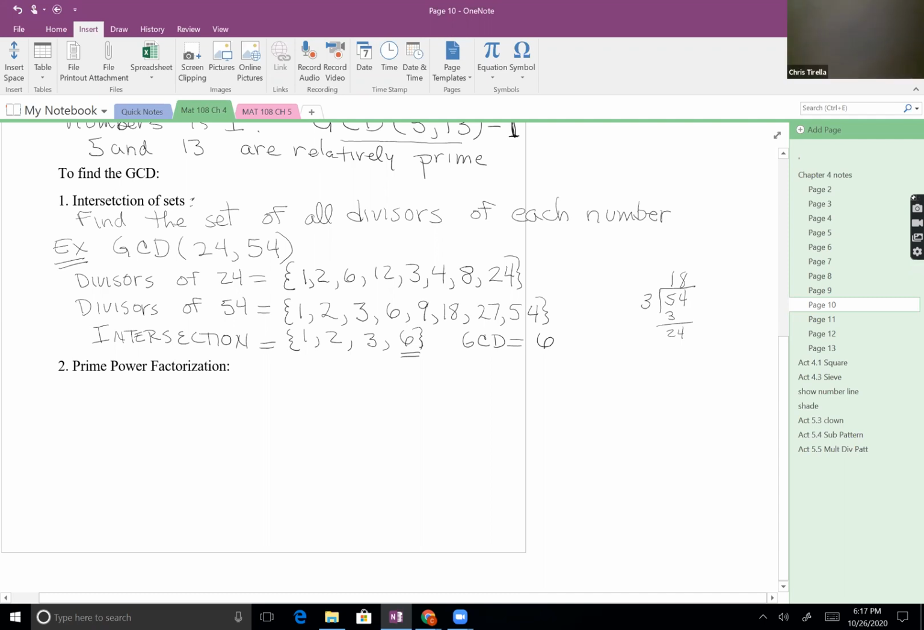I'm going to tell you that I'm a little bit lazy. I know there are some on the homework that ask you to do that, but I think there's got to be a quicker way. The other way of doing it is to find the prime power factorization of each. So we're going to compare the prime power factorization of each.